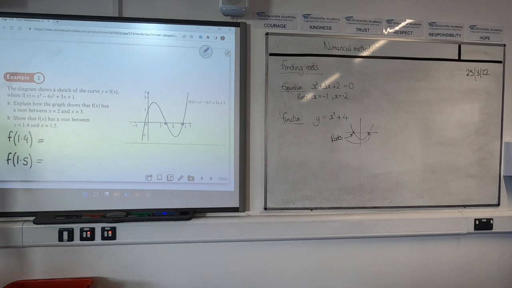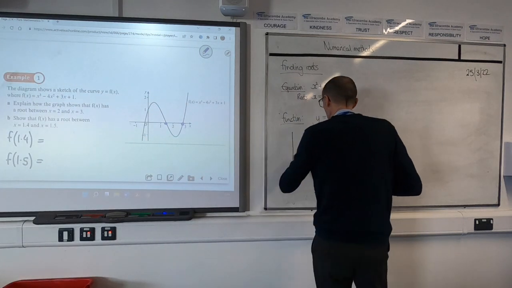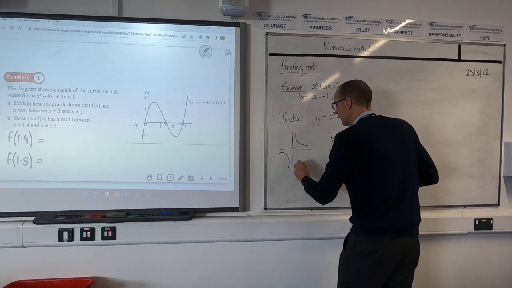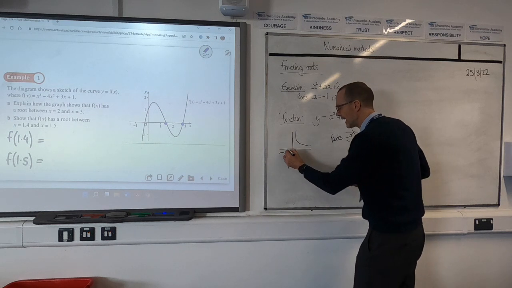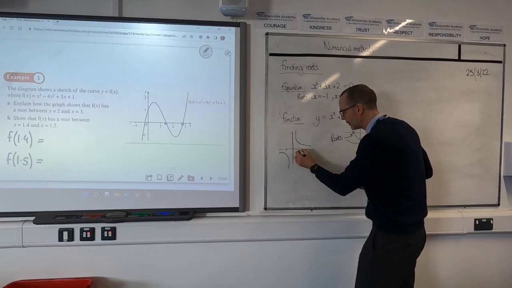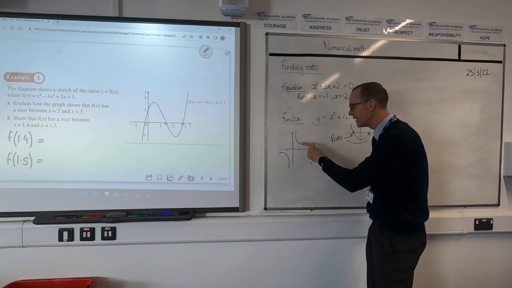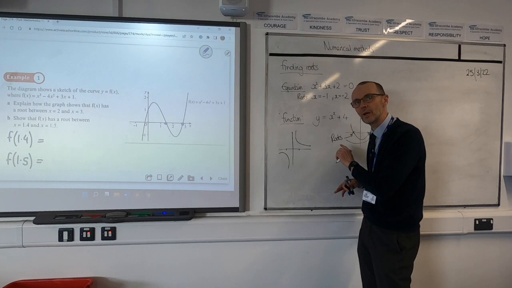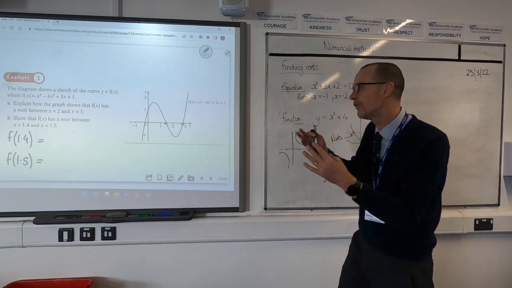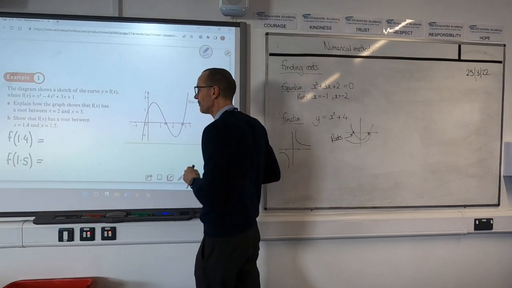Now there are some functions for which that's not true, is it? For example, the graph 1 over x. If I substituted in x is -1, I would get a negative answer, and if I substitute in x is 1, I get a positive answer, but that doesn't mean there's a root in between those two values. So it only works for some graphs, and that's why these questions often use a graph as well. This one there clearly is a root.